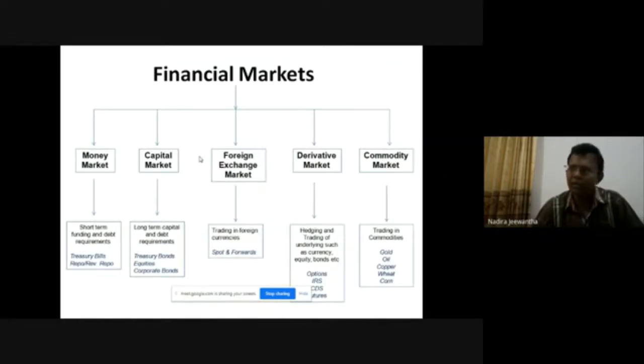Foreign currency market. We have to deal with foreign banks as well, foreign countries as well. Why? We have to do international trade, import and export. We can't survive by ourselves. We can't be self-sufficient in Sri Lanka. So we are an import-oriented country. So we should encourage people to export. We should encourage people to produce locally.